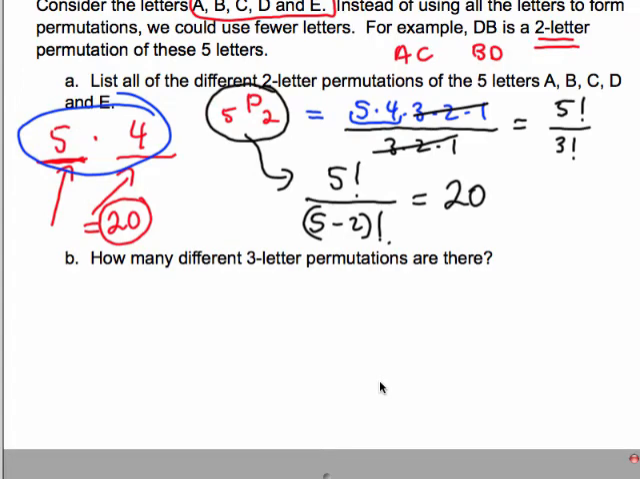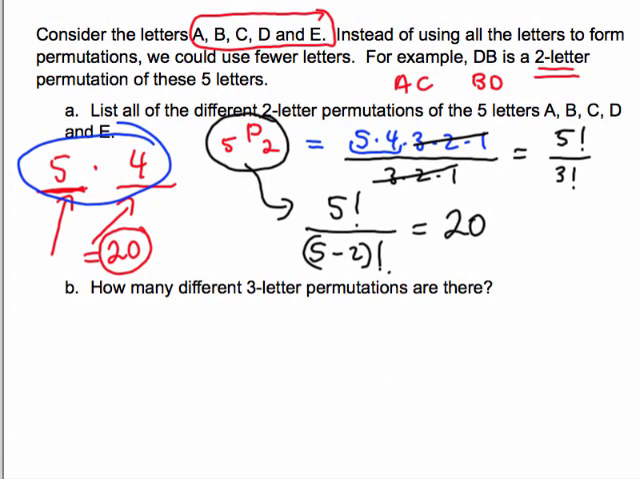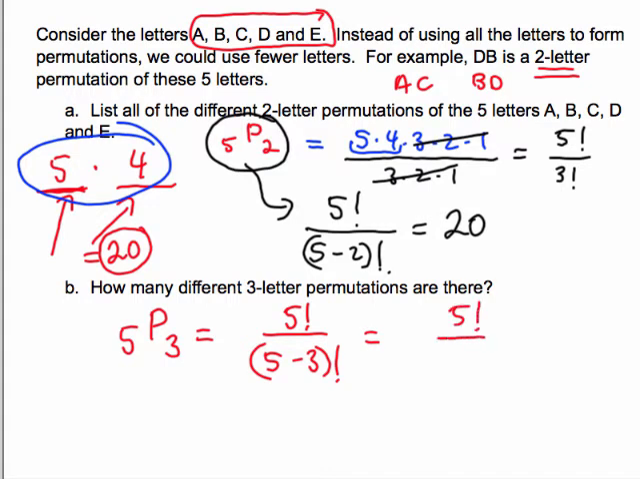So how many 3-letter permutations are there using all 5 letters? Well, that would just be 5p3, which by formula is going to be 5 factorial divided by 5 minus 3 factorial. So 5 factorial divided by 2 factorial. And you can go to your calculator to do this. 5 factorial is 120. 2 factorial is 2 times 1, 2. So there's 60 different permutations.